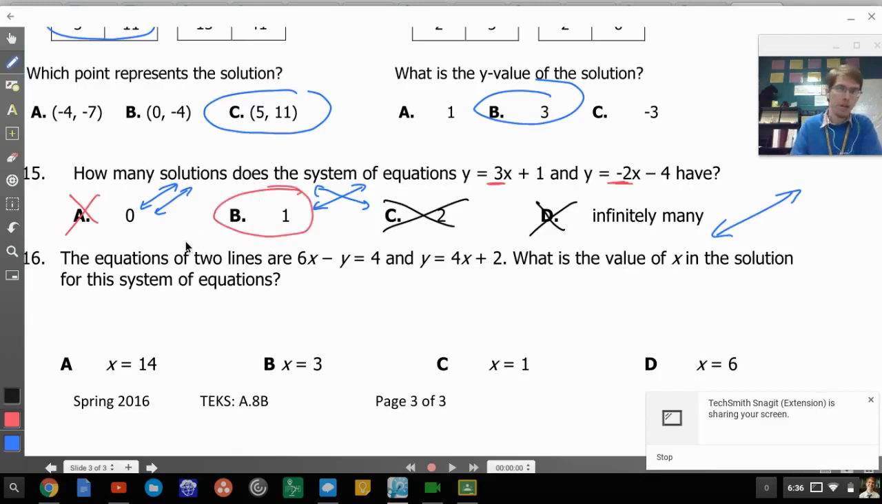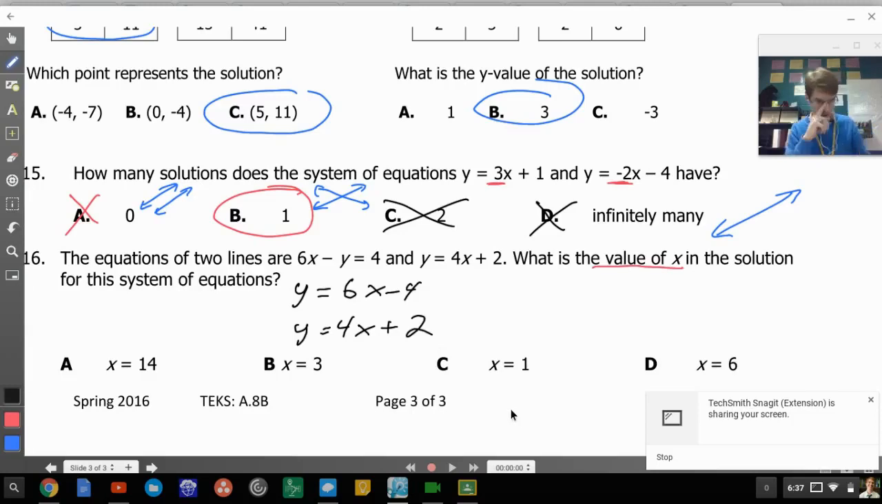Okay. All right, let's see. The equations of two lines are 6x minus y equals 4 and y equals 4x plus 2. What is the value of x in the solution for the system? So I need to actually solve the system right here. I'm going to cut to the chase a little bit and show you that if I get y by itself, y equals 6x minus 4, and y equals 4x plus 2.